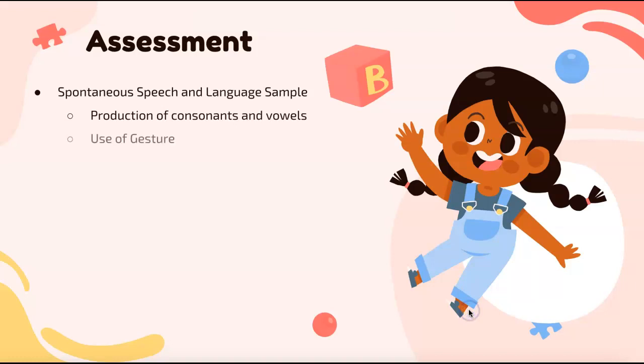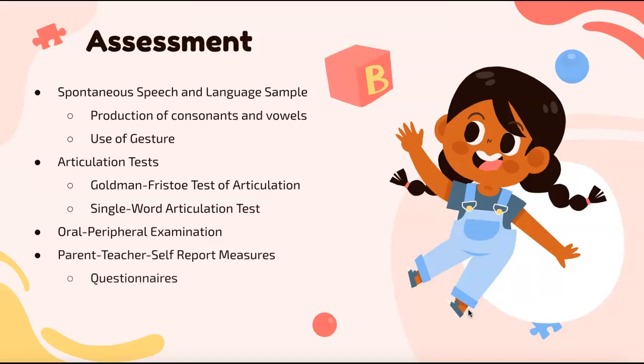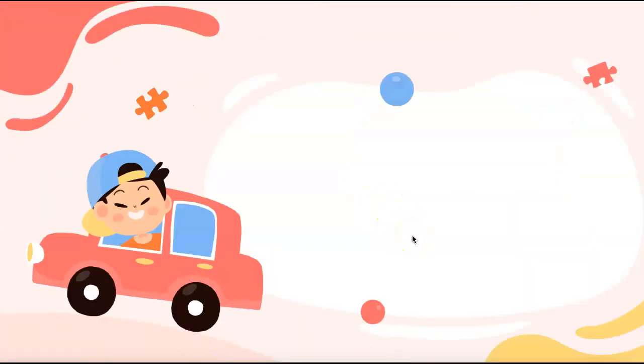SLP compares these assessments to children of the same chronological age and searches for an etiology, where the speech disorder comes from. And according to ASHA, assessments for articulation disorders can also include parent, teacher, and self-report measures from questionnaires, and also a dynamic assessment. This helps SLPs, and I quote, "distinguish between language differences and a language disorder," end quote. And of course, that is from ASHA.